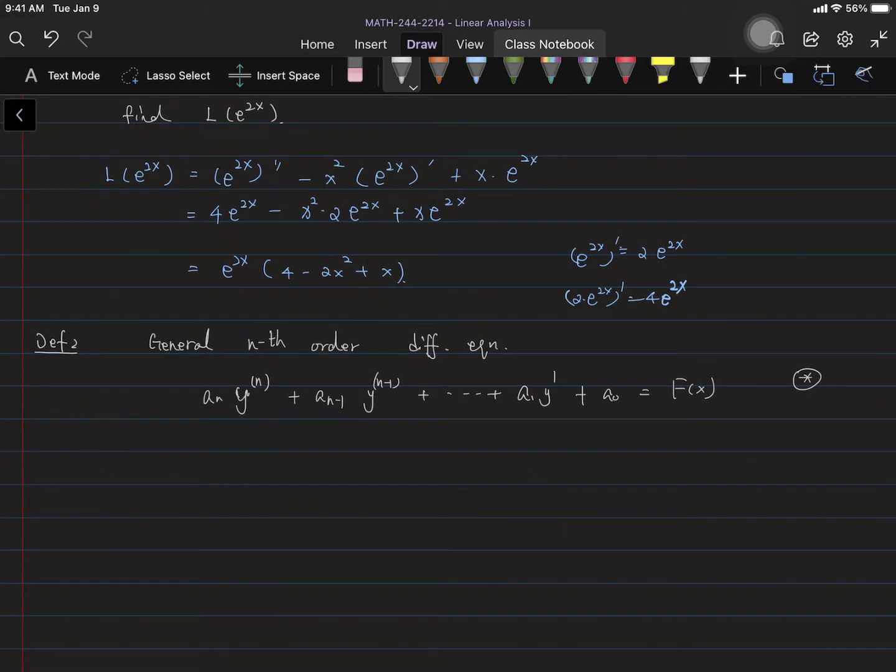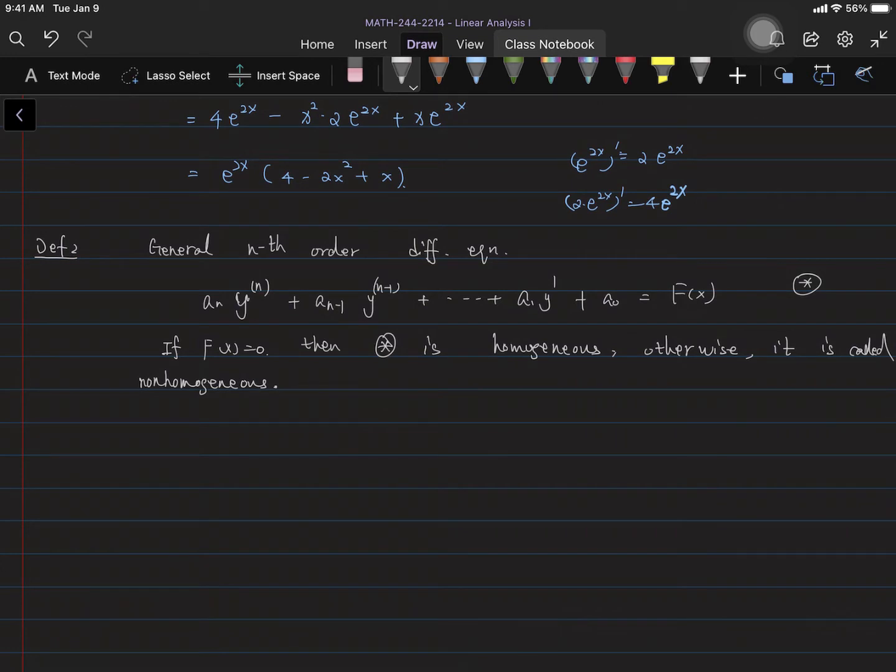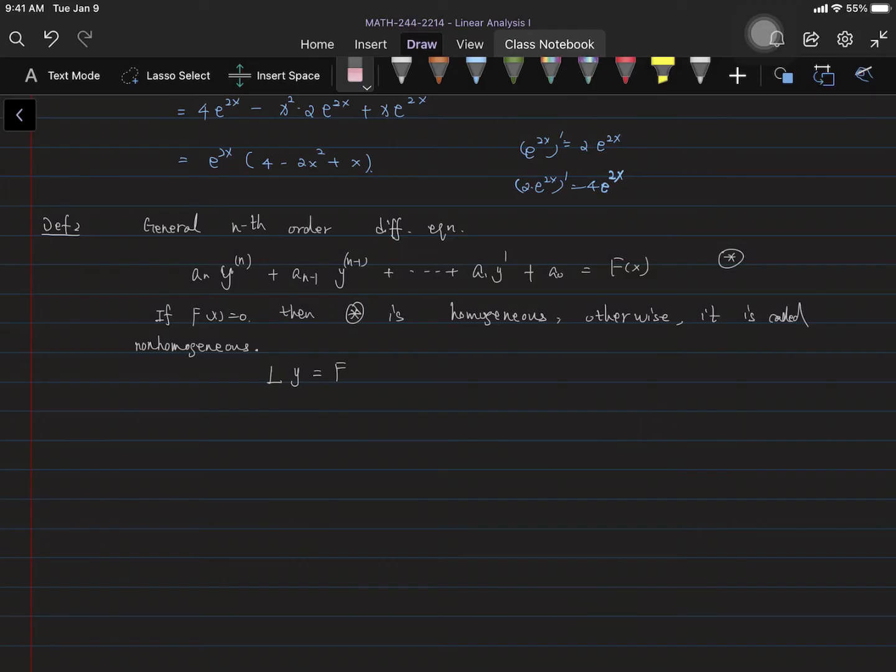And here, if the right side f of x equals 0, then we say this differential equation is homogeneous. Otherwise, it's called non-homogeneous. Okay, so let's see. In the future, we want to rewrite this linear system in this form, operator way, Ly equals f. Let's take a look at this example.